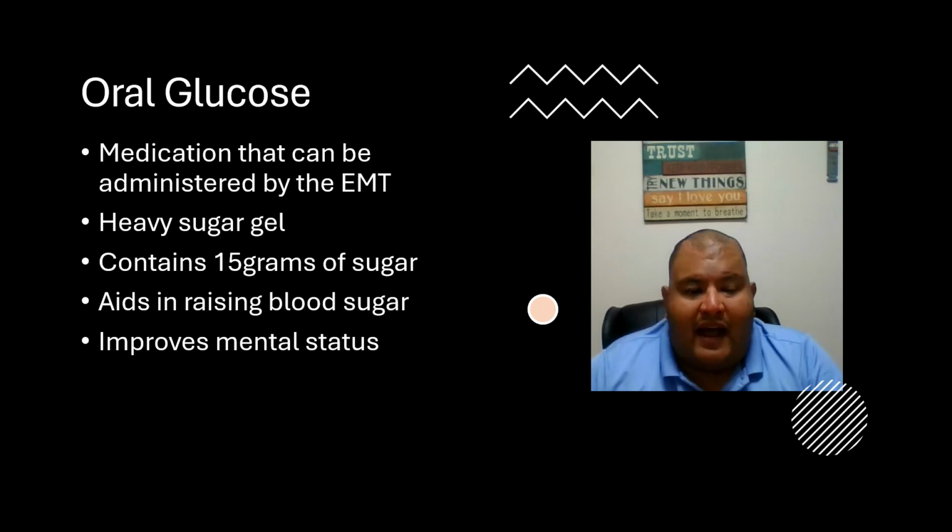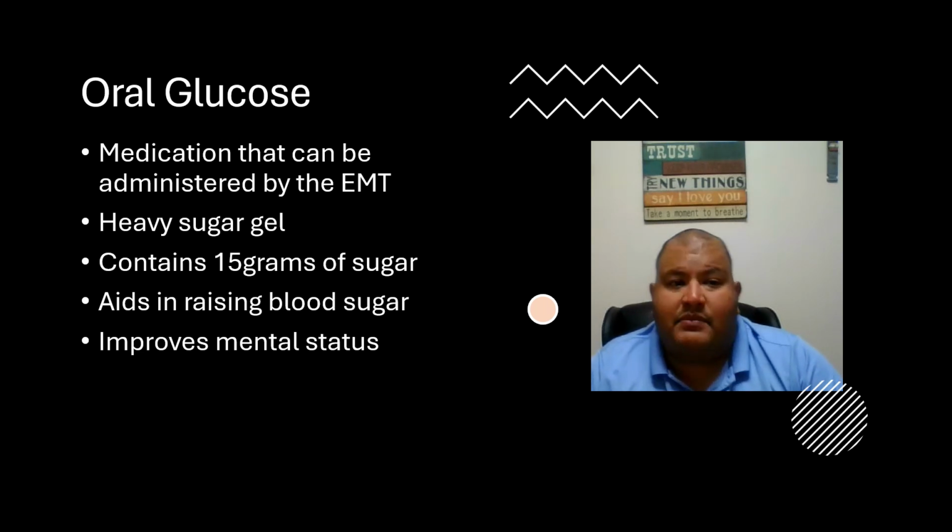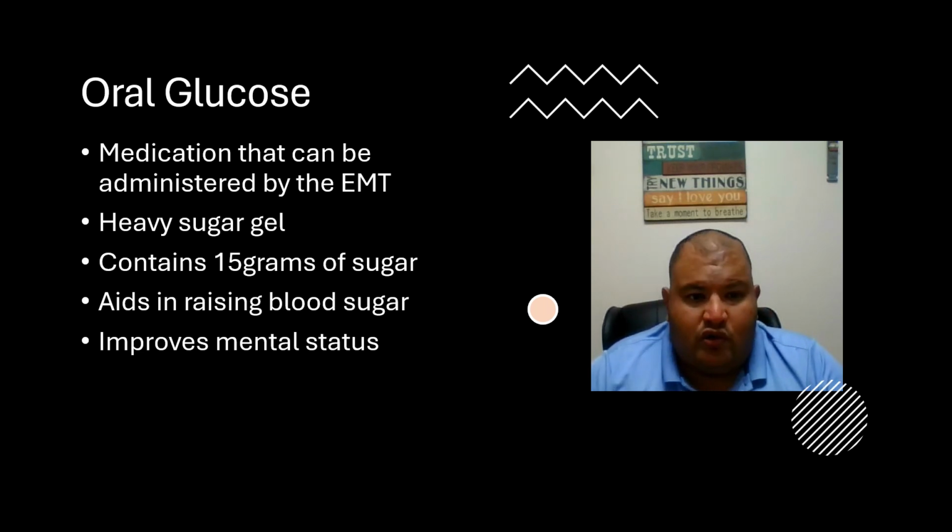How do we treat hypoglycemia? Well, at the EMT level, we treat it with oral glucose. This is a medication that can be administered by EMTs. It is a heavy sugar gel that contains 15 grams of sugar, and it aids in raising blood sugar and hopefully improving the mental status.